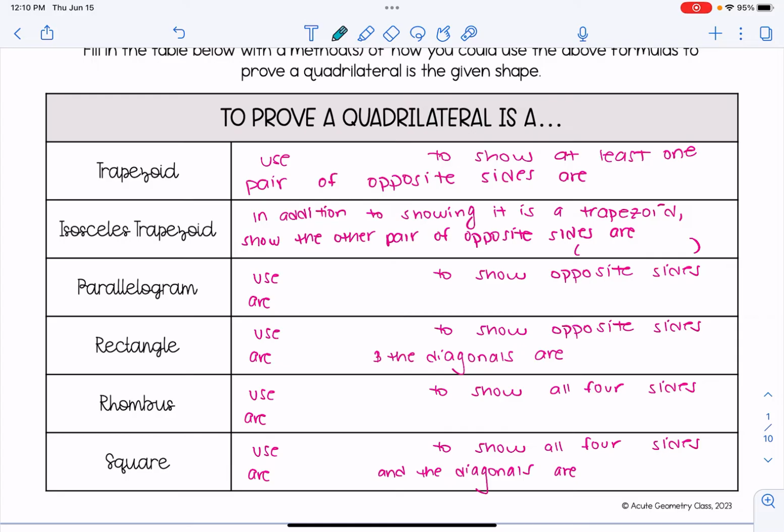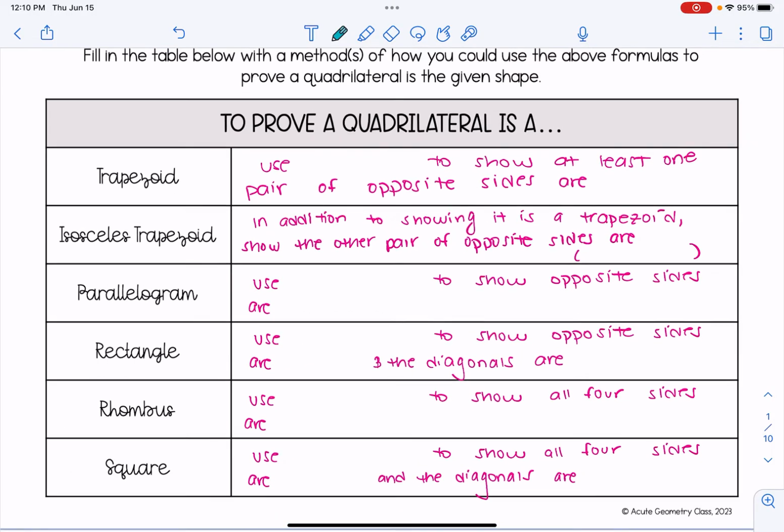So one thing I want to mention before we go through these methods is that I'm going to go through one key method for each of these 6 quadrilaterals. There are other methods that exist because a lot of these shapes have many properties that can be proven with coordinate geometry formulas. So I'm just going to be going through my suggested method for each of the 6 shapes.